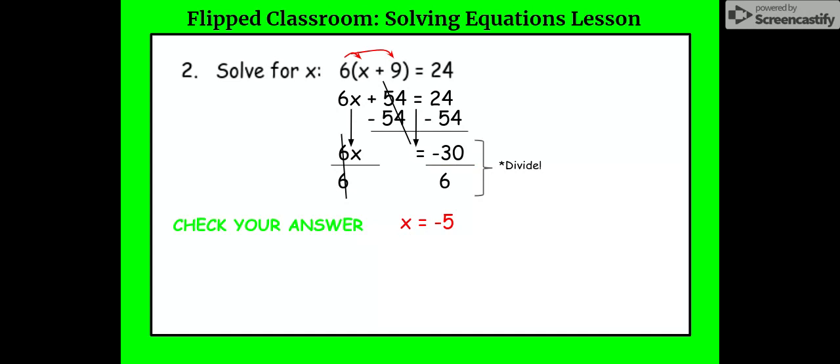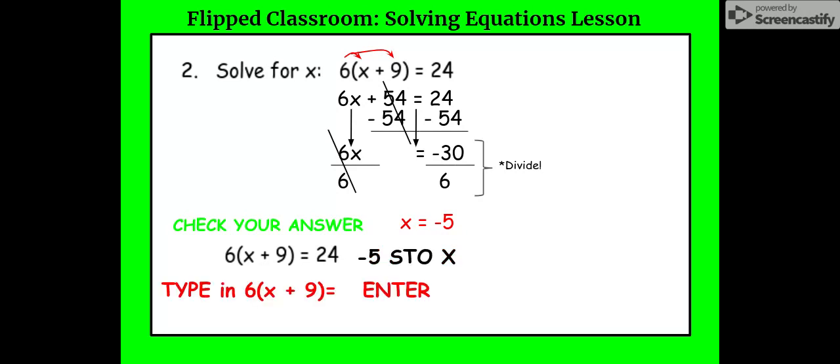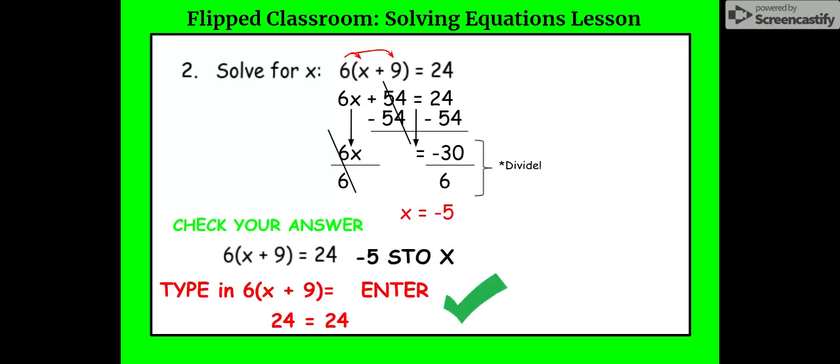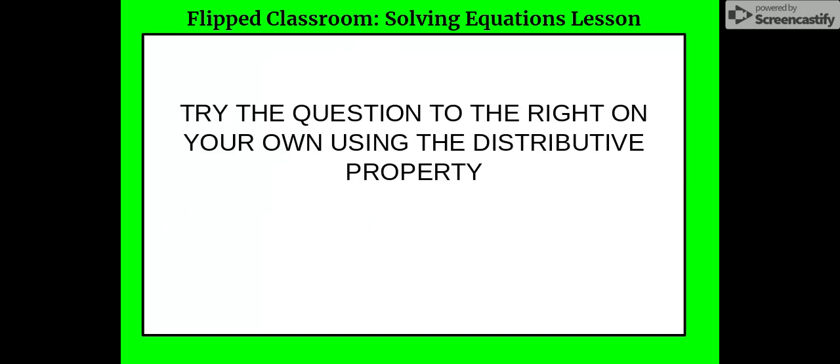Now we're going to check our answer. Same thing like we did before. It's already stored in your calculator, so you just have to plug in 6 times x plus 9 equals 24, and we get 24 equals 24. Check. So now on the other side, try the distributive property type and see if you can get the same answer that you got the first time with using what was happening to x. Plug your answer in the Edpuzzle.